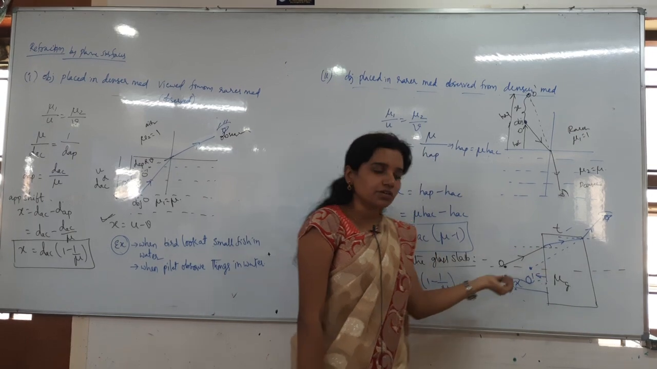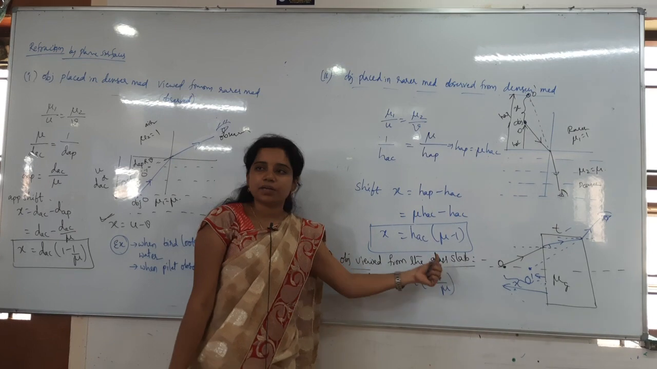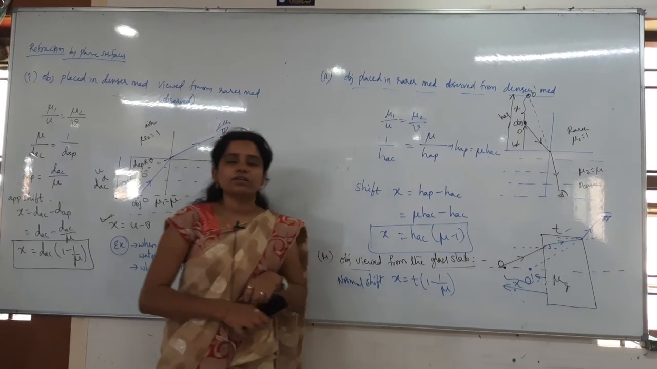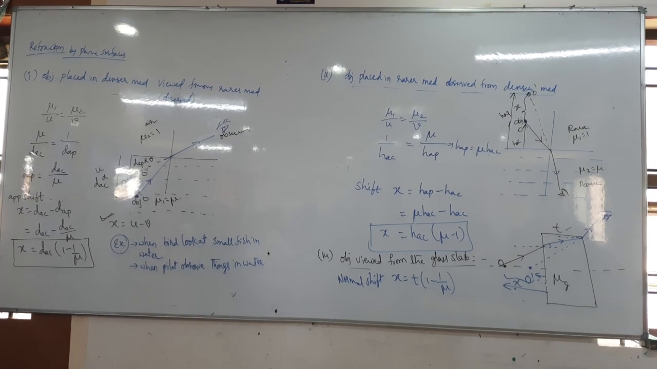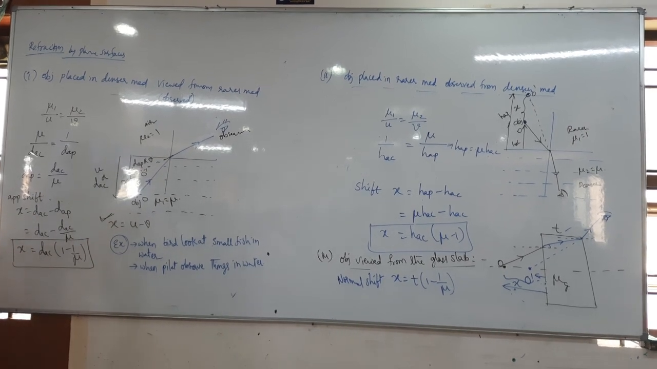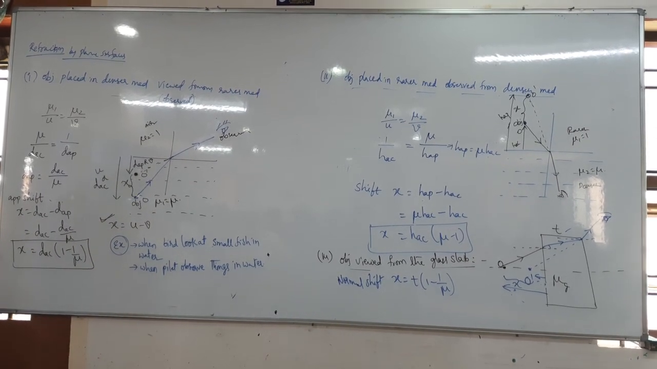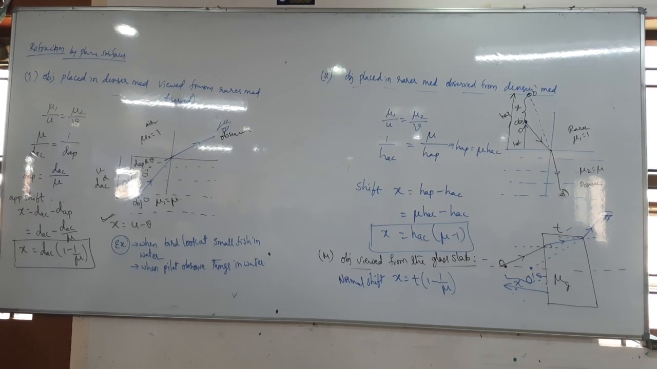Normal shift X equals the thickness of the glass into 1 minus 1 by mu. What is mu here? The refractive index of the glass medium. T is the thickness of the glass, and mu is the refractive index of the glass medium.